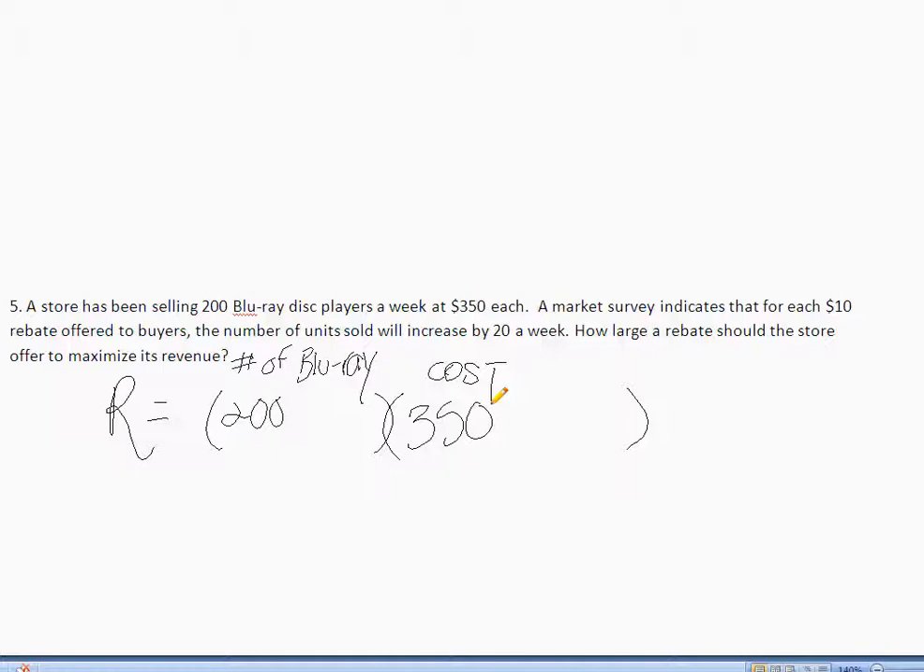Now, for every $10 rebate, so every time I take $10 off, I'm adding 20 more I sell. X stands for how many times you offer that. So 1 rebate, 5 rebates, how many times you're going to take $10 off. Okay, now create a quadratic. This is pretty simple now. Once you have the equation, FOIL that together.